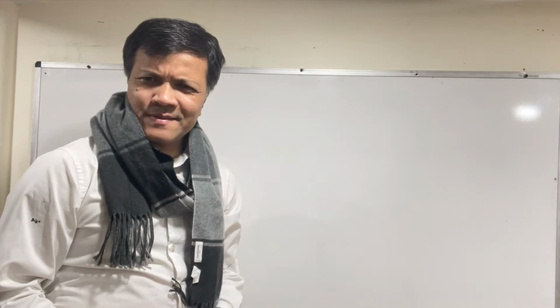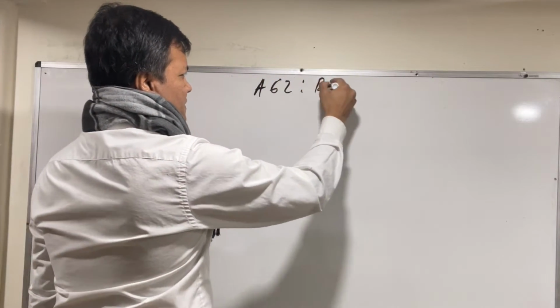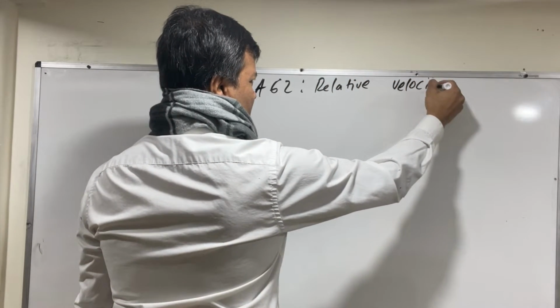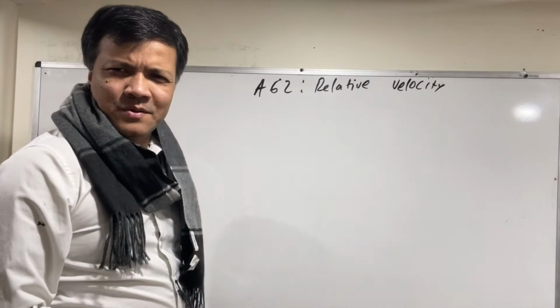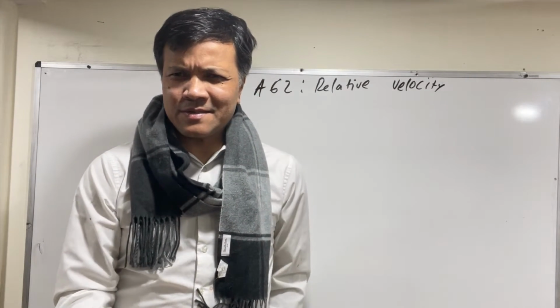So let's go about A62, relative velocity. Today we're going to use maybe the water current as an example.